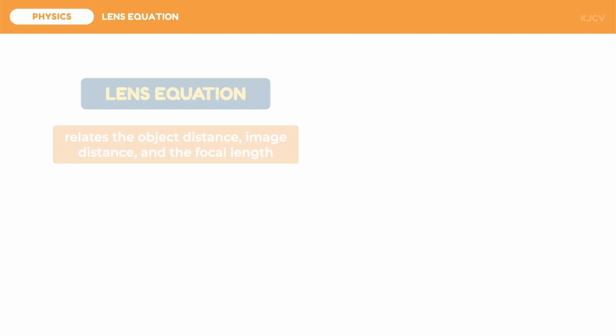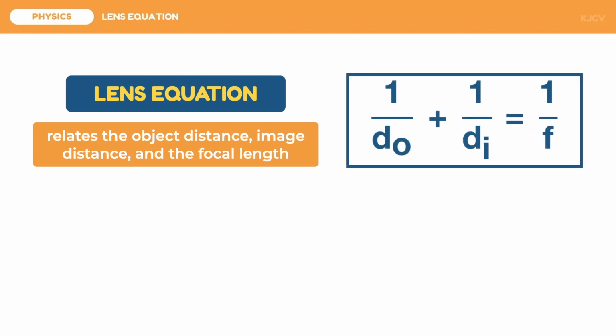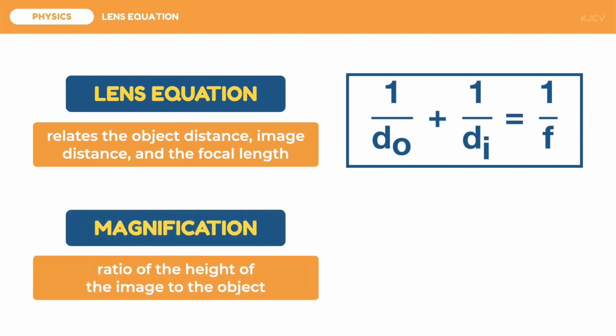We are going to use the lens equation to relate the object distance, image distance, and the focal length of the lens. This is the same as the mirror equation. The lens equation will tell us the type and orientation of the image that will be formed. To describe the size of the image, we are going to use the magnification formula.